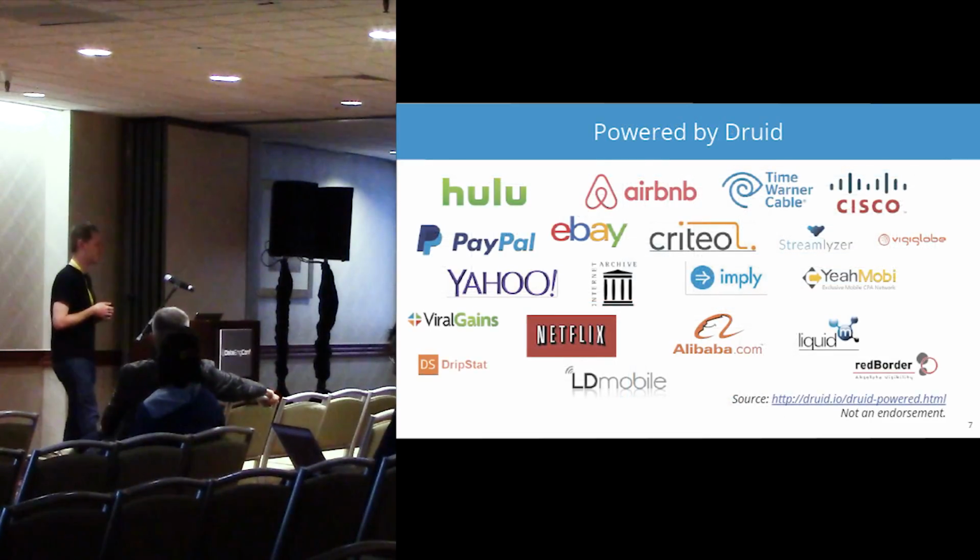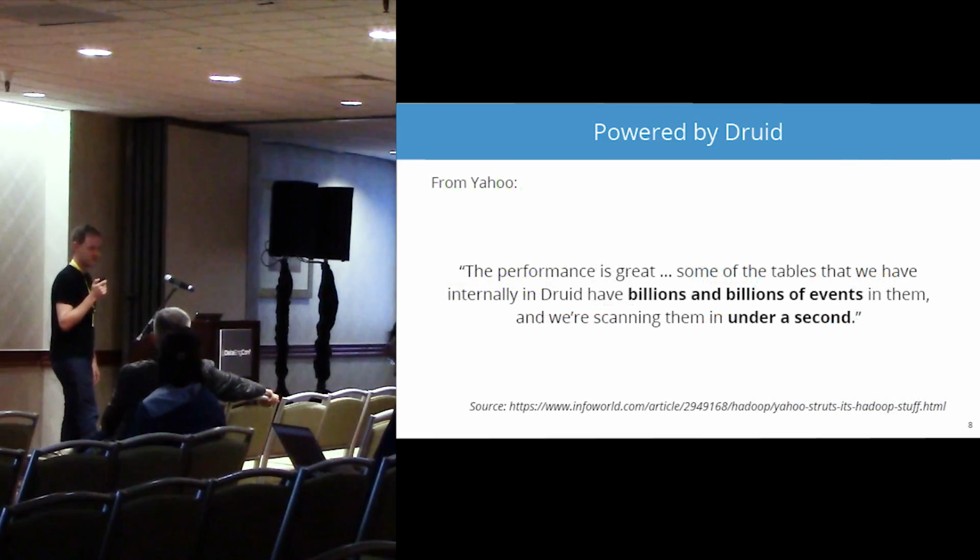A lot of people are using Druid for this kind of thing. So these are all people from the Druid Powered By page. You can see a lot of big names there. Some of these were some of the earliest adopters of Druid, including Yahoo and Netflix. And a quote from Yahoo: the performance is great. Some of the tables that we have internally in Druid have billions and billions of events in them, and we're scanning them in under a second. So that's the kind of thing that we're shooting for with Druid.